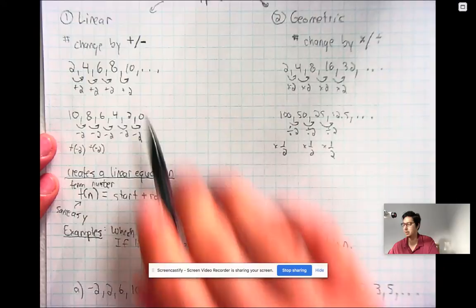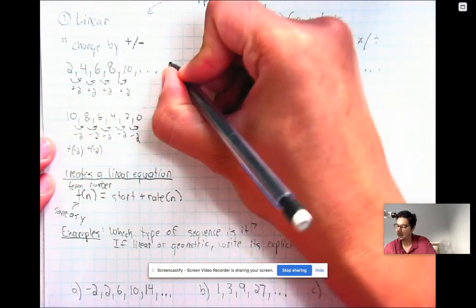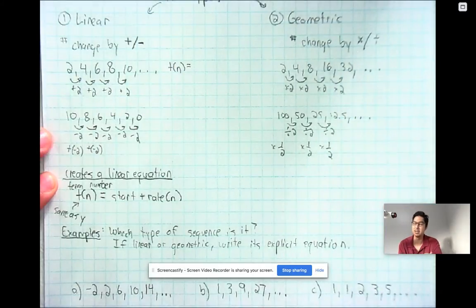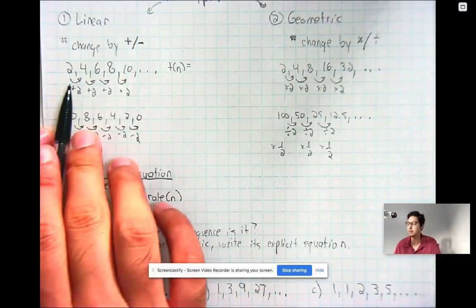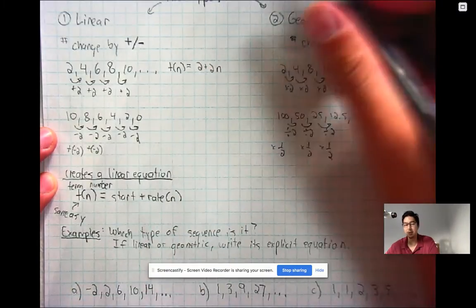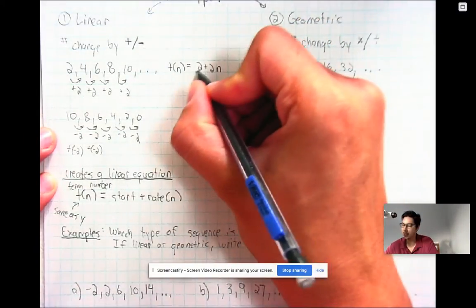So if I was to look at these two up here, this one up here, its equation will be t of n equals. Now, a lot of you, this is a mistake that people make, is they say, okay, the starting value is 2, and it's saying plus 2n. And typically that would be right, but in this case, that is actually incorrect.